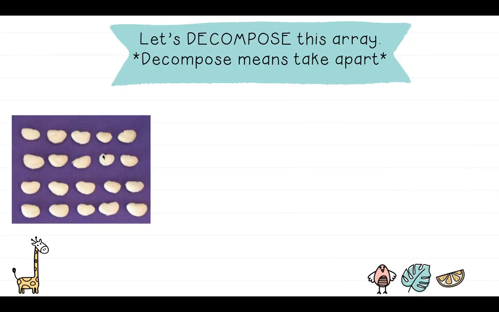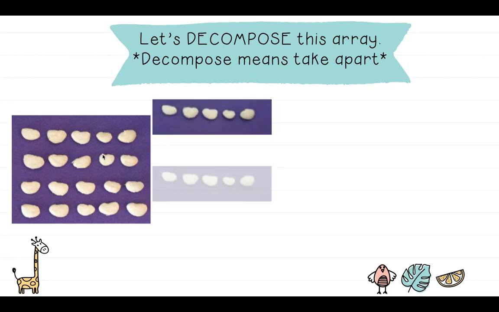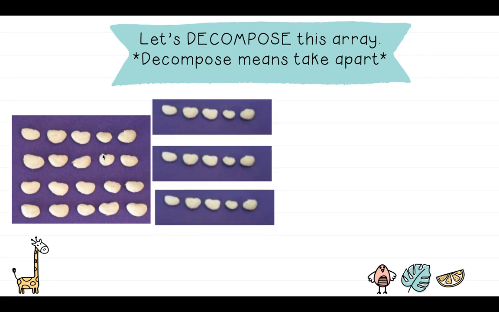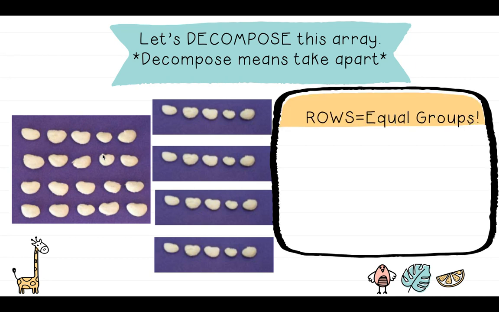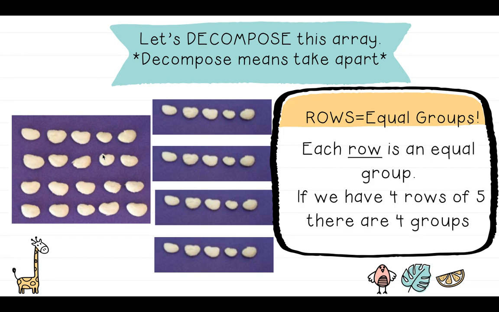So now we're going to decompose this array to help us see the equal groups. Remember, decompose means to take apart. So I'm going to just take apart each row and separate them into individual rows. And now our rows, as you can see, when we decompose them, we created equal groups. So each row is an equal group, and we have 4 rows of 5. There are 4 groups of 5 in the array.